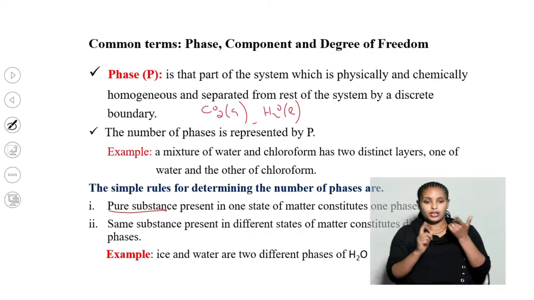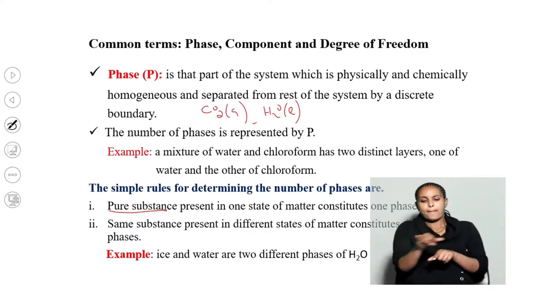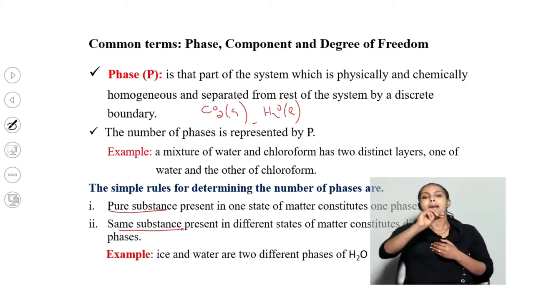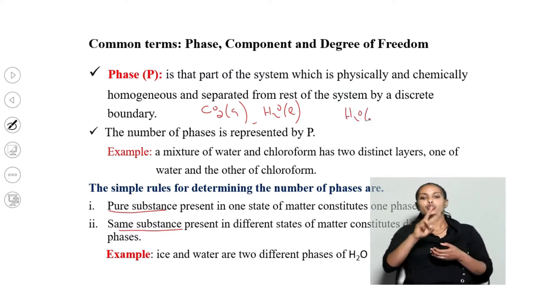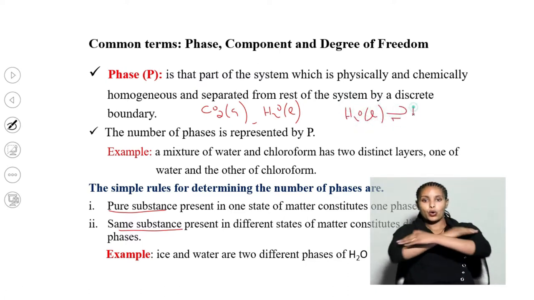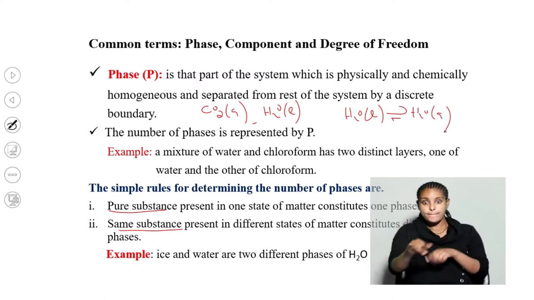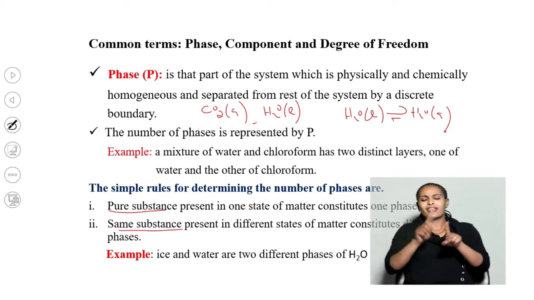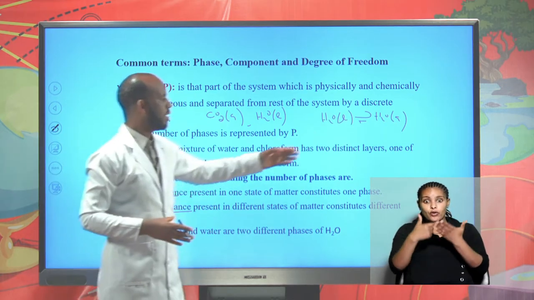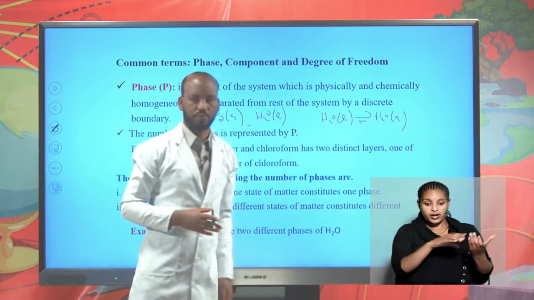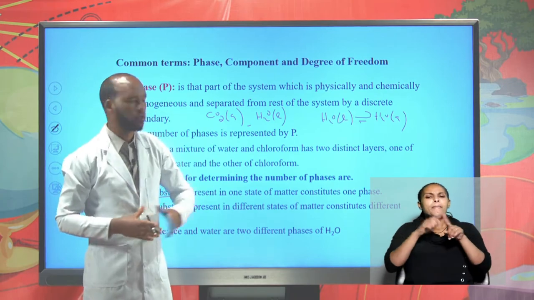2. The same substance present in different states of matter. For example, water, H2O liquid, in equilibrium with water gas, H2O gas, you see? The same substance present in different states of matter constitutes different phases. Therefore, this system has two phases, liquid and gas, but the same substance, which is water.